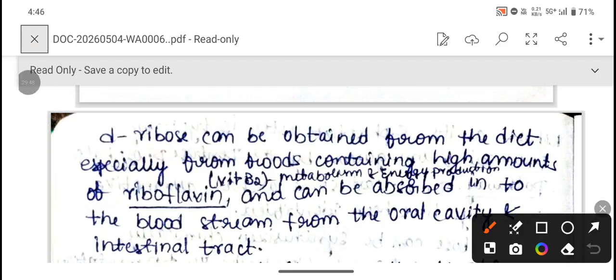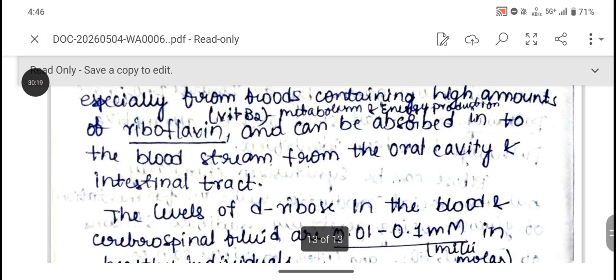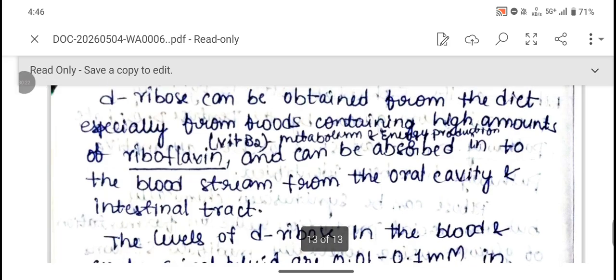So the D-ribose can be obtained from the diet, especially from foods containing a high amount of riboflavin, which is vitamin B2, which contributes to the metabolism and energy production. So in dietary factors, one has to consume foods which are rich in vitamin B2, which contributes to the composition of ribose sugar in the body, and it can be absorbed into the bloodstream from the oral cavity and intestinal tract. So the intake of riboflavin gets absorbed into the bloodstream from the oral cavity and intestinal tract.